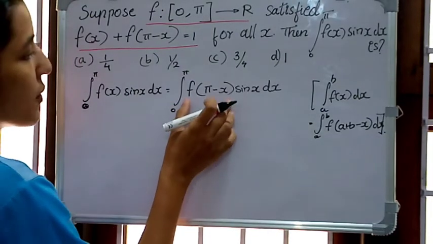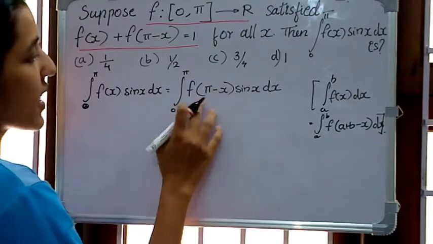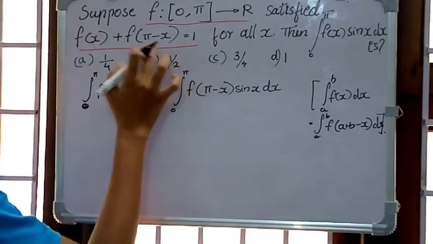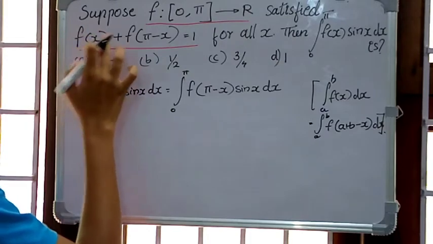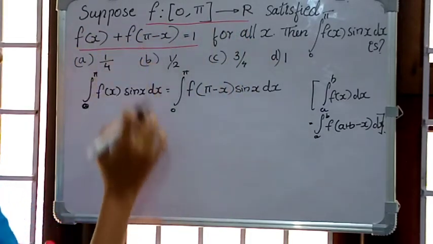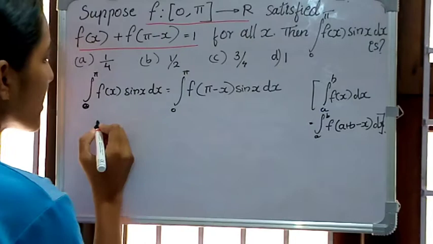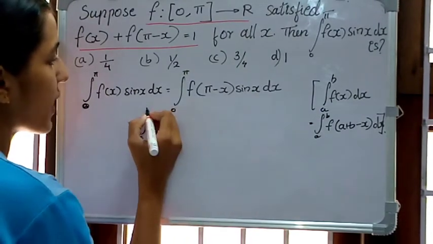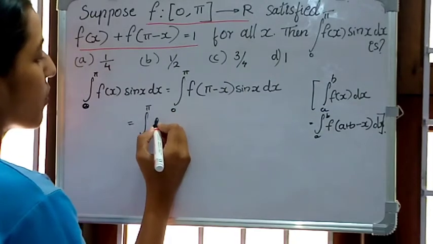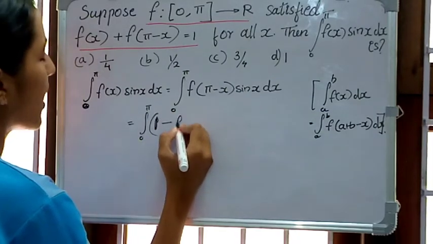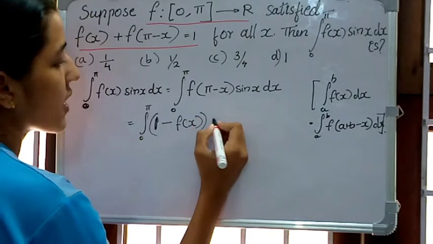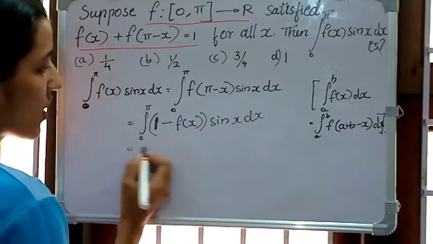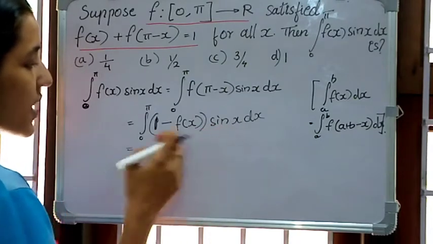Here we can replace the f of pi minus x with minus f of x, which is taken from this equation. When we take this f of x to the right side, we get the value of f of pi minus x. So on substituting the value, we get integral 0 to pi minus f of x sin x dx. Now multiply this sin x inside the bracket.